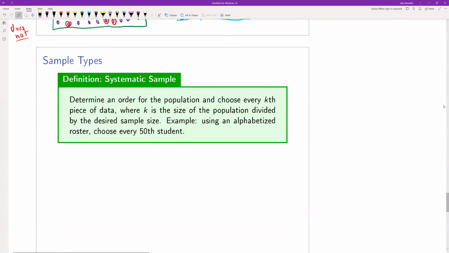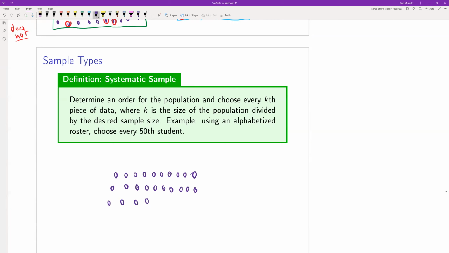The next type of sample is a systematic sample. This is kind of like simple random, except it's a little more structured. Basically, we'll put the whole population in order, and we'll choose however many we need. We'll just go that frequently. Going back to our same example with 40 individuals, and we're trying to get every 12.